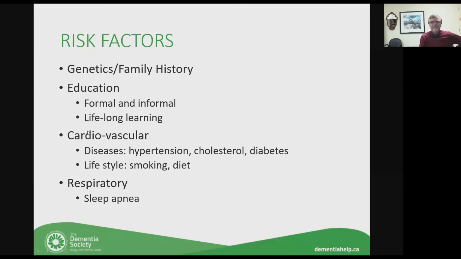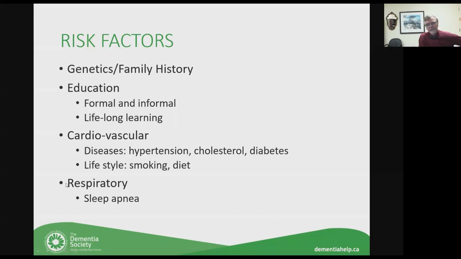And cardiovascular disease, so hypertension, cholesterol, diabetes. This affects, as you probably learned last time, and we'll talk a little bit more again today, the plumbing, right? The circulation to the brain. So if you damage the circulation to the brain and you already have a little bit of Alzheimer's happening, it may amplify that. It may make that worse.